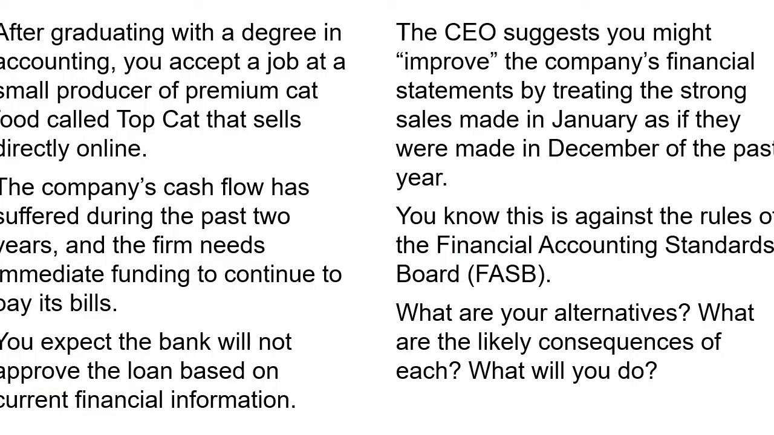So anyhow, by the time you're all done, here's a couple of ethical decisions. I'll let you read this, because somebody, your CEO, says, we can improve our financial statements by treating the strong sales you made in January as if they were made last year in December. That way we boost sales from last year and the CEO looks better. What would you do? It's not ethical. It's a direct violation of the Financial Accounting Standards Board. What are your alternatives?